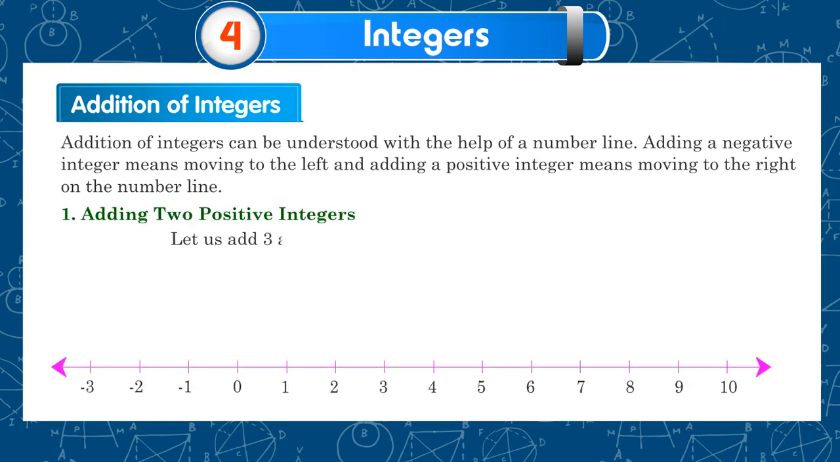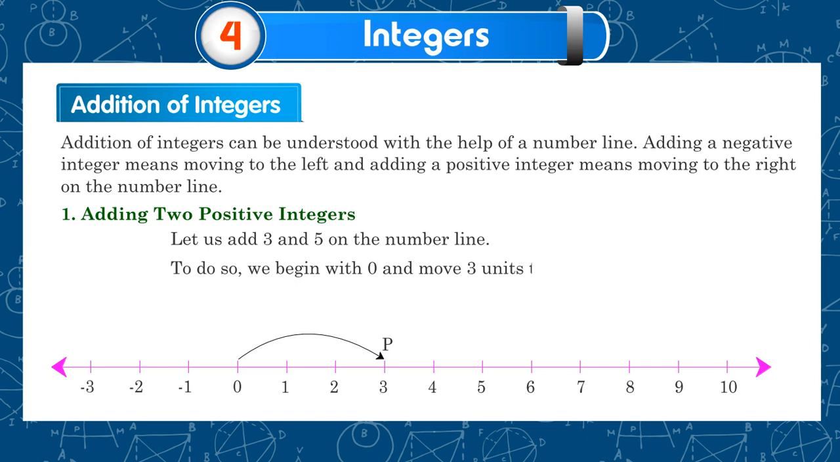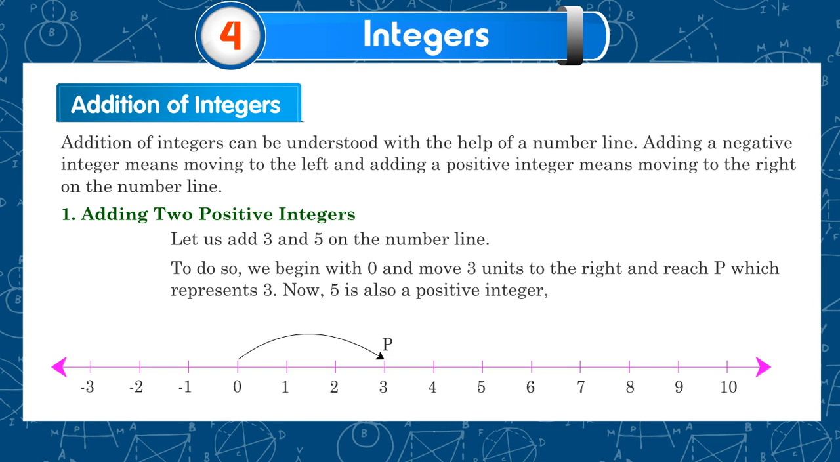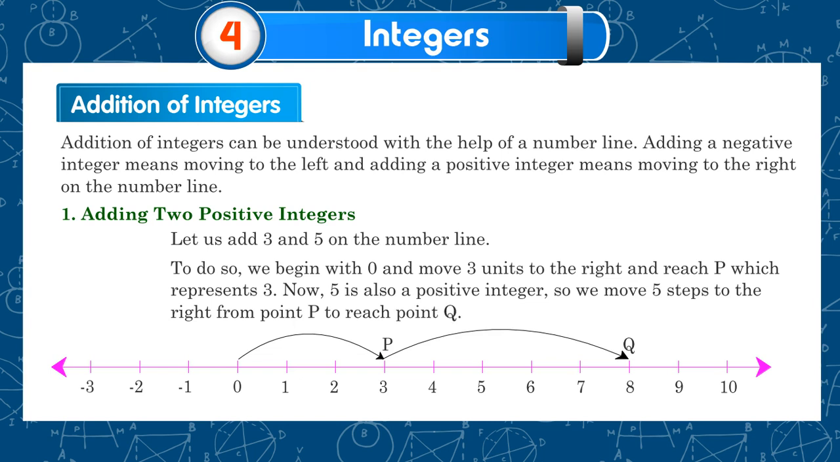Adding two positive integers. Let us add 3 and 5 on the number line. To do so, we begin with 0 and move 3 units to the right and reach P, which represents 3. Now 5 is also a positive integer, so we move 5 steps to the right from point P to reach point Q. Point Q represents 8, so 3 plus 5 equals 8.